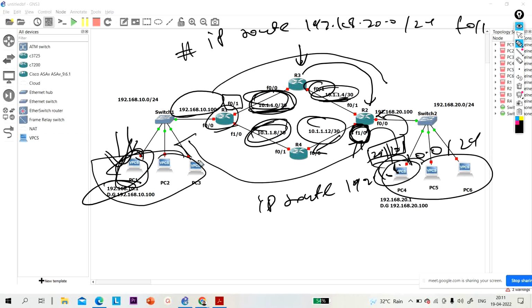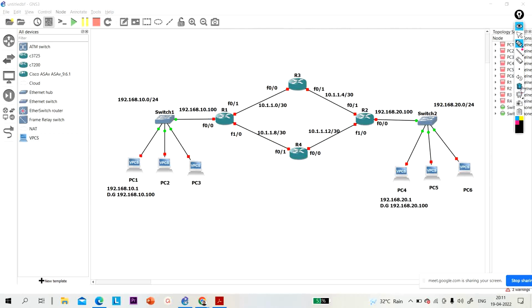Okay, guys, need to configure or not? Should I configure this topology?